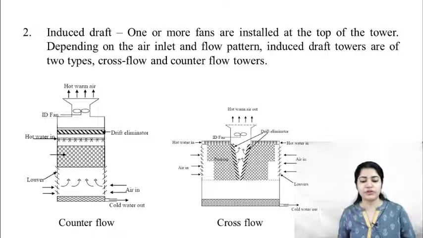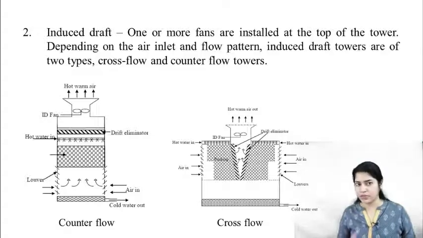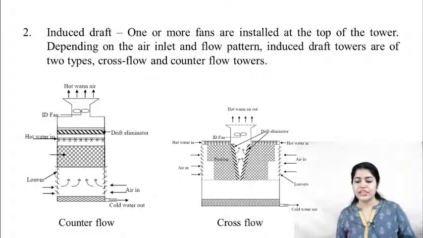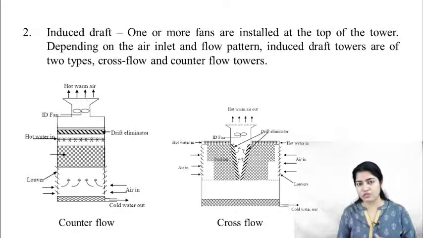In counter flow, you can see that water is coming from the top and air is going from the bottom. So that is counter flow. Whereas in cross flow, you can see air is coming horizontally and your hot water is coming from the top. So cross flow contact occurs here. This way induced draft is classified.